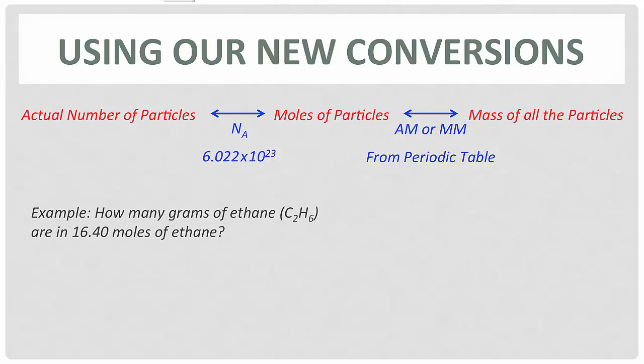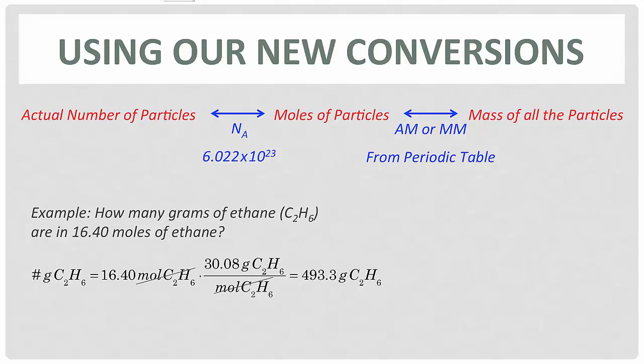So in this example, we're asked to find the mass, the number of grams, that 16.40 moles of ethane would give us if we were to put it on a scale. So we're looking for the number of grams. We know we've got 16.40 moles of this ethane stuff. And what we know is the periodic table allows us to convert from moles to grams or from grams to moles. All right, so there we go. The periodic table says that ethane is going to have a molecular mass of 30.08 grams per mole, and the moles will cancel out, and voila, we calculate this out, 493.3 grams of ethane.